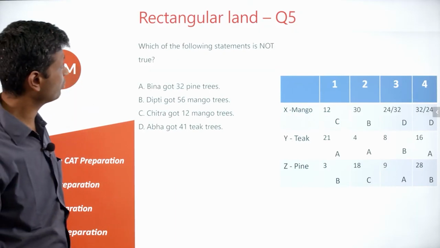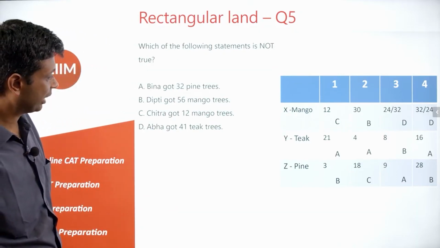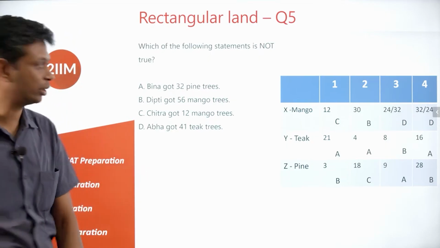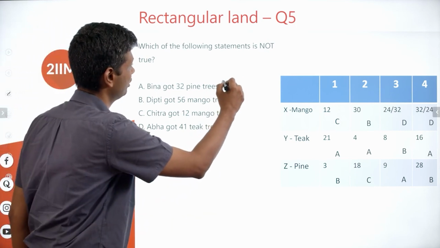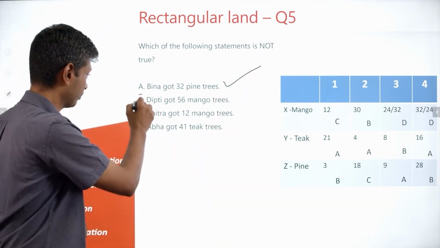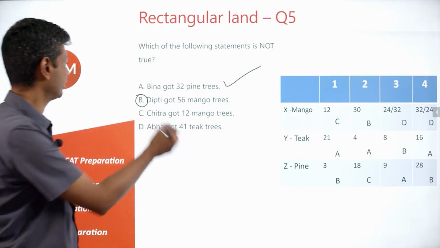Which of the following statements is not true? Bina got 32 pine trees. Bina got 3 plus 28, 31 pine trees, not 32. This looks wrong, or this is the answer choice we're looking for. Deepthi got 56 mango trees. That is correct. We're looking for something that is not true. Chitra got 12 mango trees. That's given in the question.